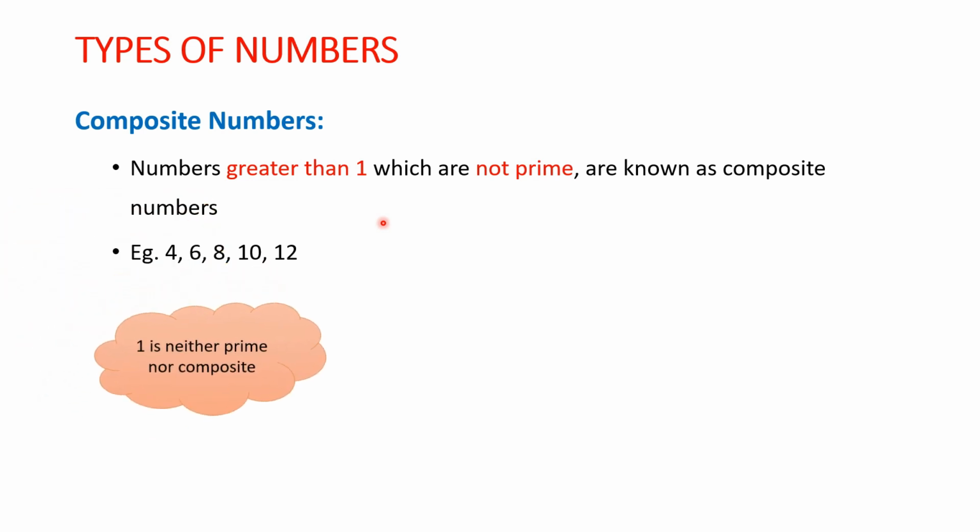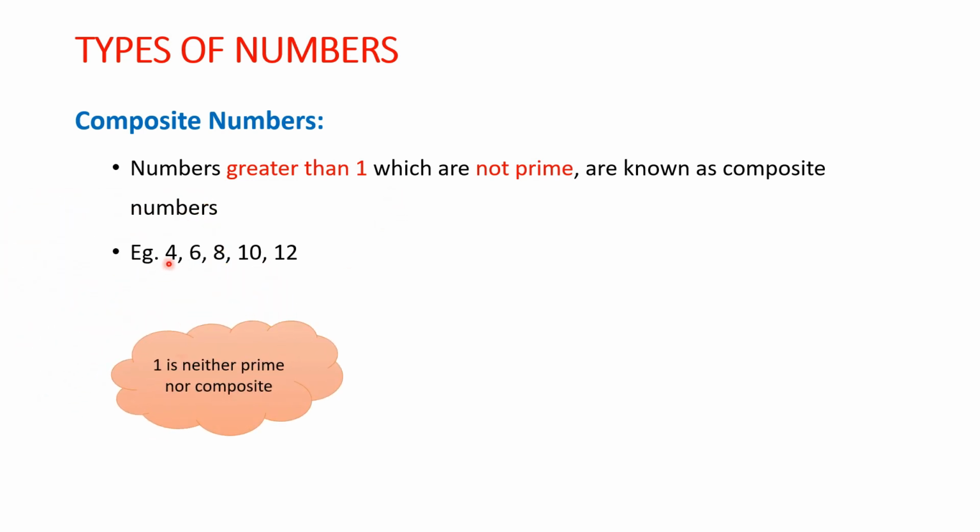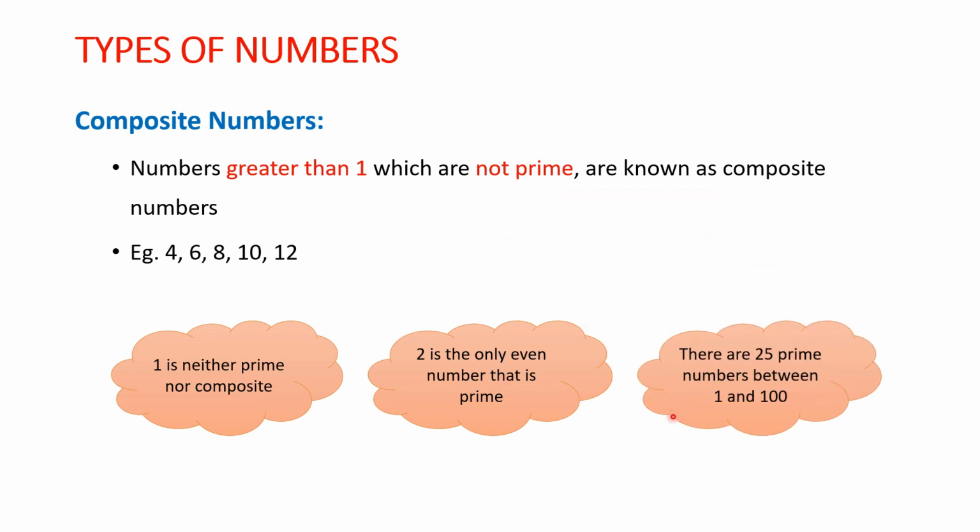We have some points to remember. Here, 1 does not come under prime numbers or composite numbers. That means 1 is neither a prime number nor a composite number. And 2 is the only even number that is prime, because the even numbers after 2, like 4, 6, 8, 10, 12, are all divisible by 2. So we can clearly say that 2 is the only even prime number. And we can also say there are 25 prime numbers between 1 and 100.